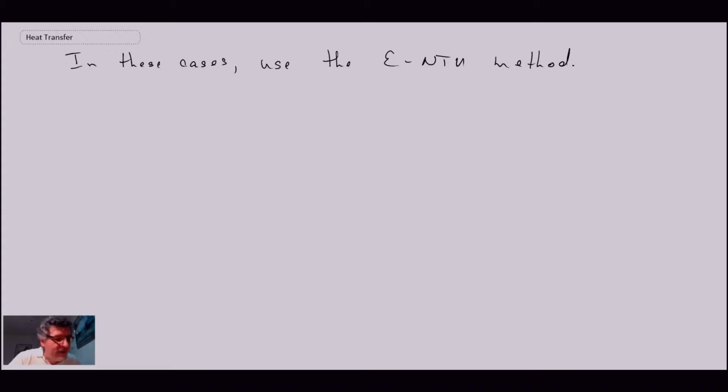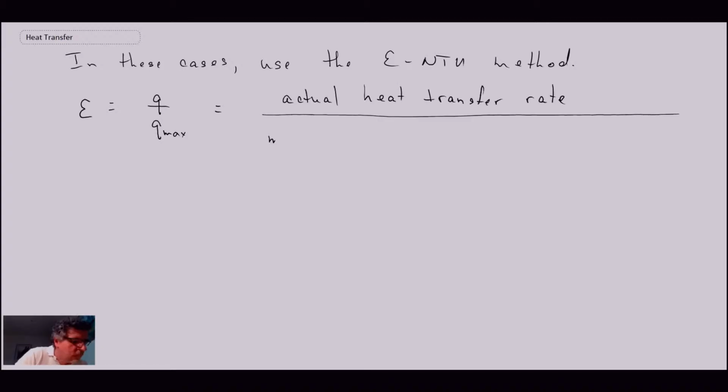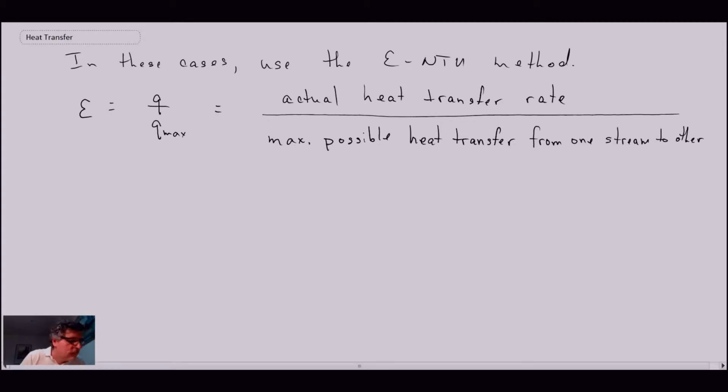So what is the Effectiveness-NTU method? Well, let's begin by defining effectiveness. Effectiveness is defined as the amount of heat transfer that goes on within our heat exchanger divided by the maximum possible heat transfer that could take place between the two fluid streams. With that, you may ask, how do we determine what the maximum possible heat transfer is? In order to do that, we have to look at a certain attribute of both of the fluid streams. That's what we'll talk about now.